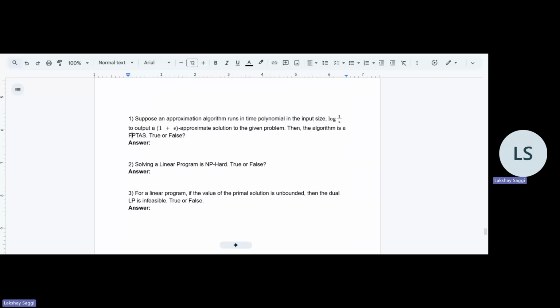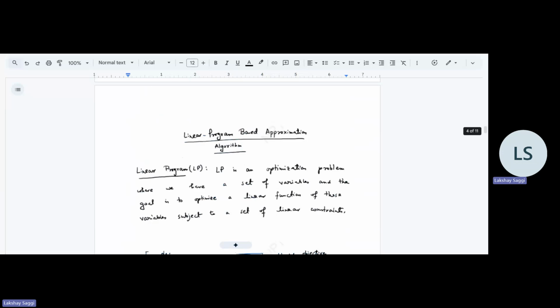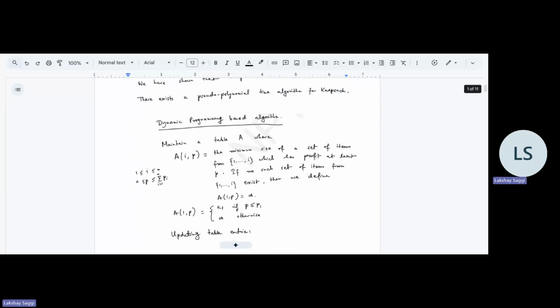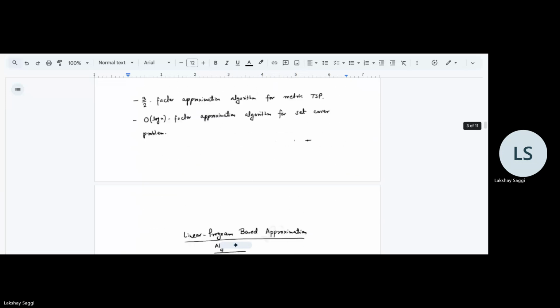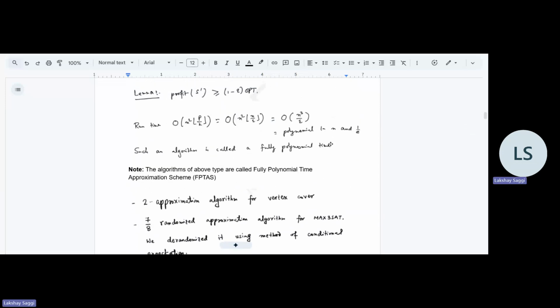Essentially the problem asks: suppose we are given an algorithm which runs in time polynomial in input size and log of 1 over epsilon. Is that algorithm an FPTAS? True or false? What was the definition of FPTAS? We had discussed this previously as well. An FPTAS is an algorithm which runs in time polynomial in n, where n is the input size, as well as 1 over epsilon.